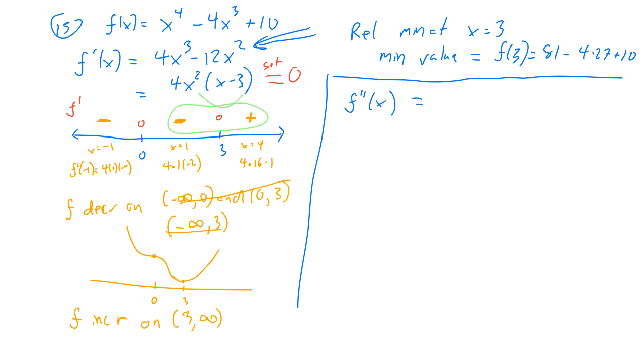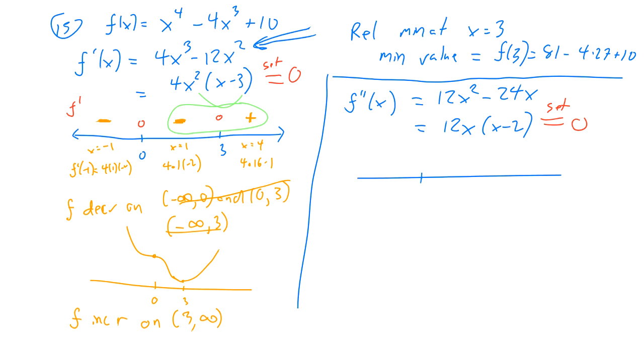That'll give me 12x squared minus 24x, which is 12x times x minus 2. And then once again, I'm going to set that equal to 0. Well, there are two places where that's equal to 0. It's equal to 0 at 0, and it's also equal to 0 at positive 2. So now my number line is for f double prime, and I've got zeros at both places.